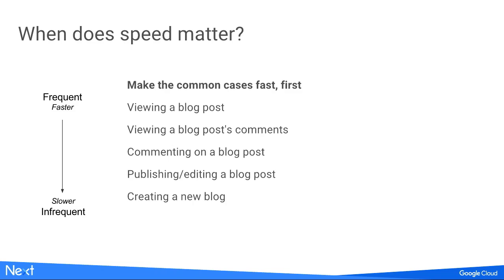When does it matter? A good rule of thumb is that your most common cases should be faster. Given a blog service, viewing a blog post is the most frequent action, maybe. A lot of blogs are not read very often. Going down to viewing the comments for a blog, maybe as you scroll down, load those in later. Commenting on a blog post and publishing and editing, so essentially the write operations. And then finally, the most infrequent operation is creating a new blog, although perhaps more blogs are created than posts are created. So that might be the wrong thing to optimize for.